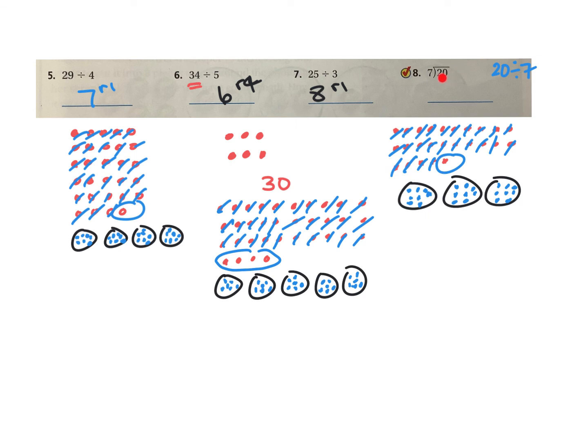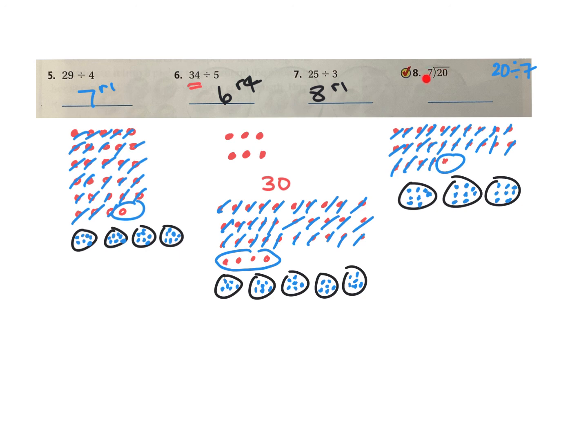And how many parts is it being split into? It's being split into 7 groups. 20 being split into 7 groups. So what sits on the outside of the house is how many people are trying to share whatever's inside, okay? So if you keep that in mind, this is always the amount that's being shared. Okay, so shared amount, how many groups?